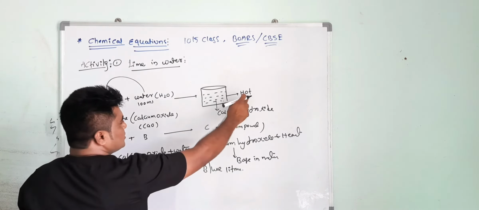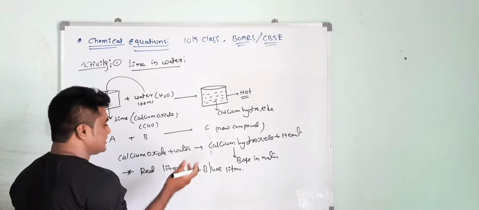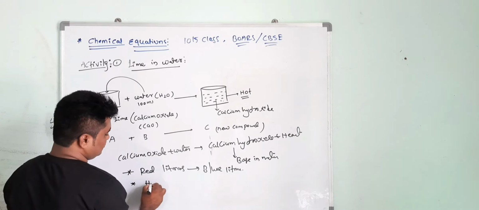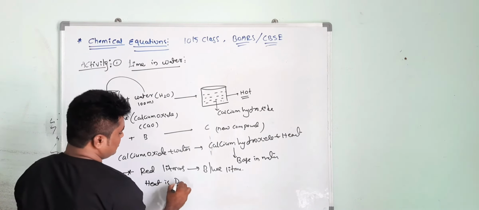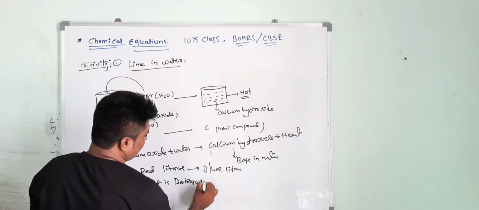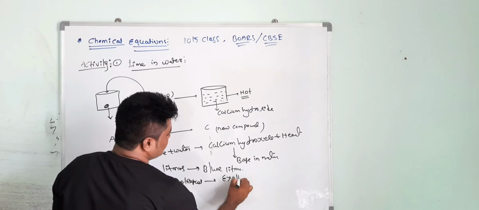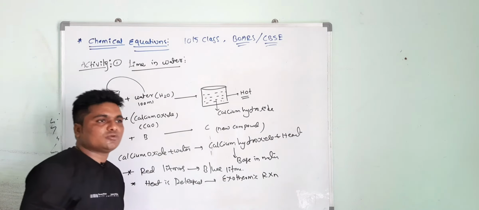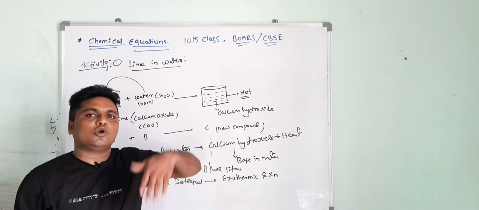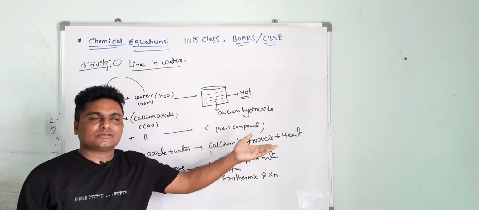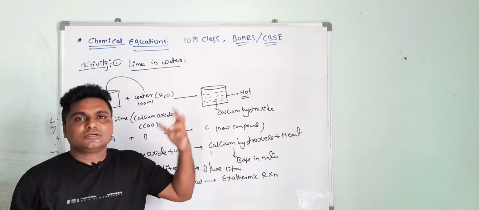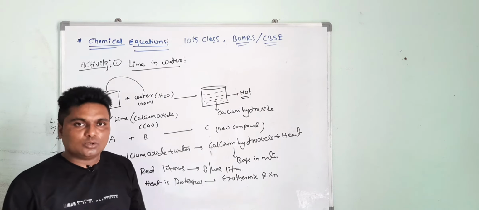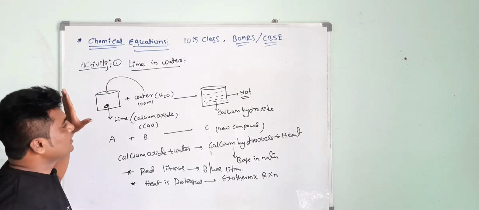And here some amount of energy is released. It means this reaction is known as what? Exothermic reaction. Heat is released. Exothermic reaction means the reaction in which the energy is evolved. What is an endothermic reaction? The reaction in which the energy is absorbed is known as an endothermic reaction. Okay, this is the activity.